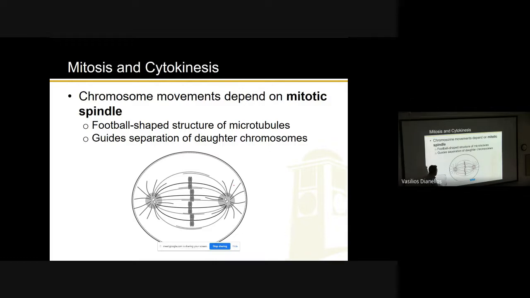So here's a picture. Well, this is metaphase, not that you need to know. But those things, these little rope-looking things sticking out, attached to the chromosomes, those are the mitotic spindles. Those things are literally moving the chromosomes around.